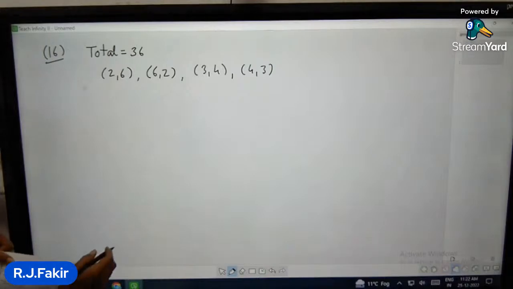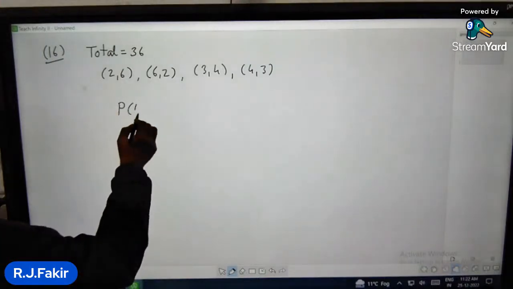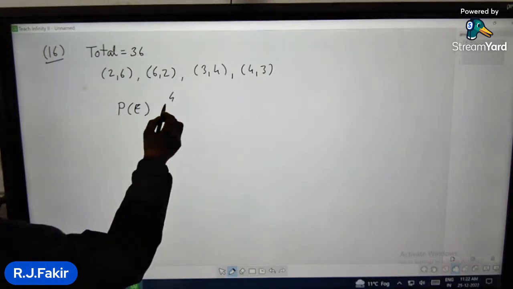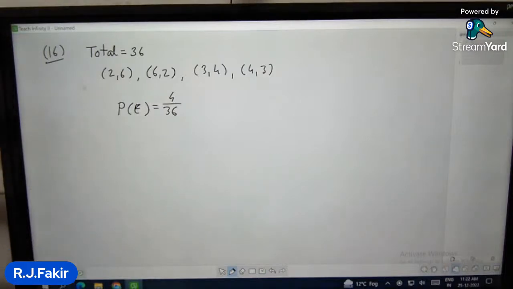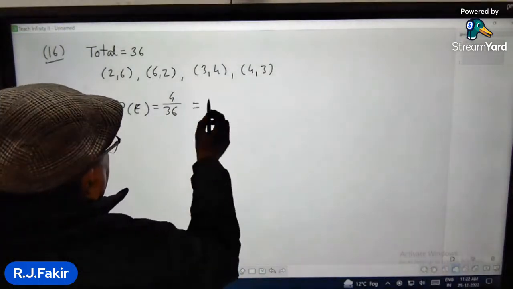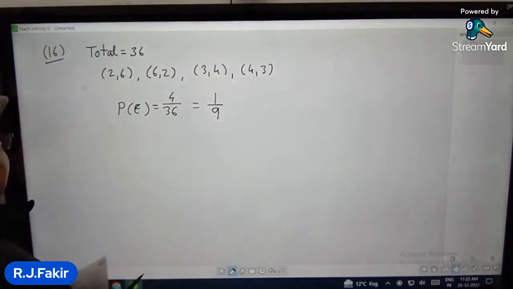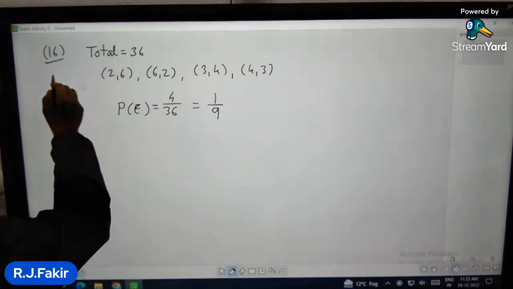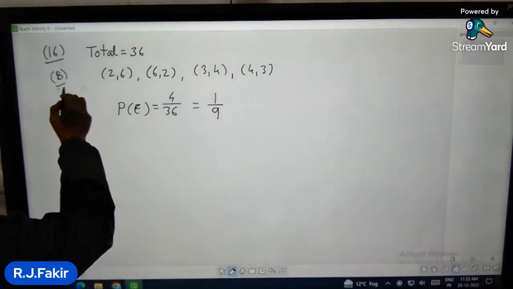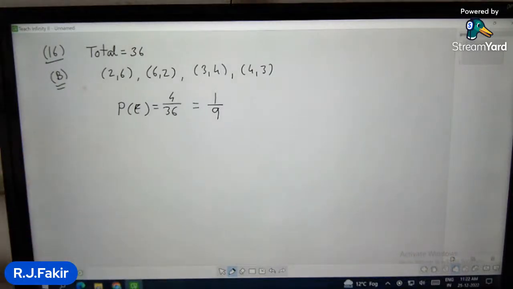So what will be the probability of such an event? It will be 4 upon 36, and 4 upon 36 means this probability comes to be 1 by 9. So for 16th, 1 by 9 is the B option. So the B option is correct here. 17th can also be asked on the same probability.